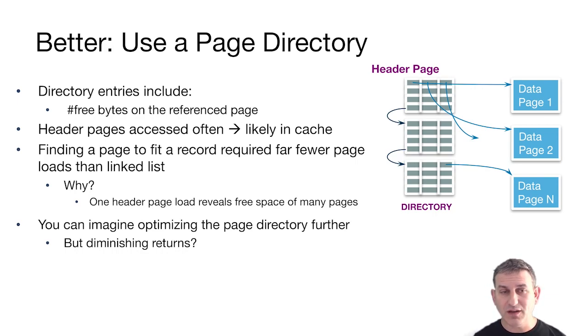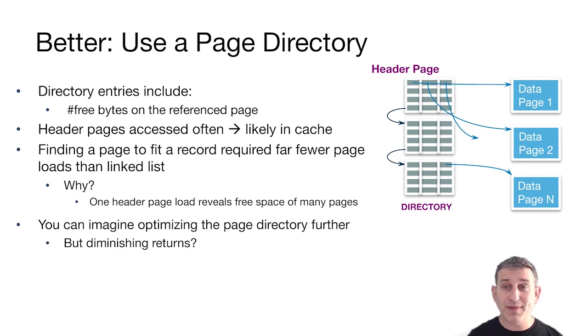These header pages are likely to be accessed pretty often because we'll scan through them. So they're probably going to be in the cache in RAM. So they're going to be pretty cheap to access. And then finding a page to fit a record requires far fewer page loads than the linked list on the previous slide. Why? Well, look, one header page here has the free space of many data pages. This header page is just storing small pairs of a number of free bytes and the ID of a page. You can put a lot of those in a 64 kilobyte header page. So in a 64 kilobyte header page, we might have many, many pointers to data pages. And so odds are decent that you'll find one with enough free space very quickly.